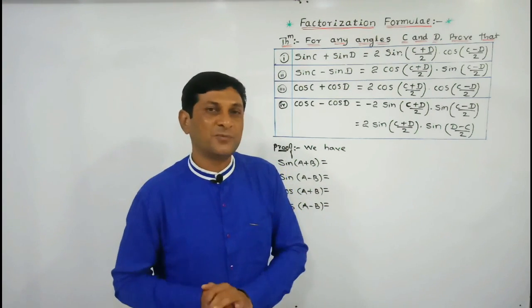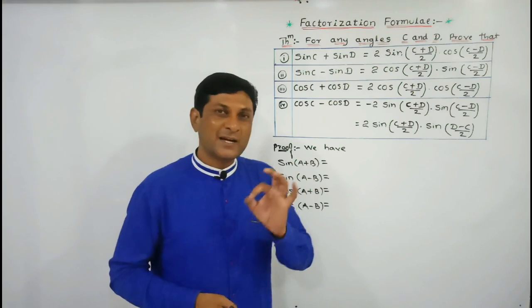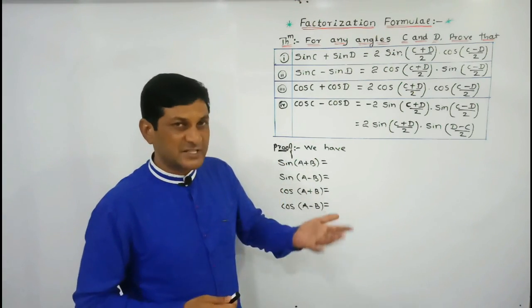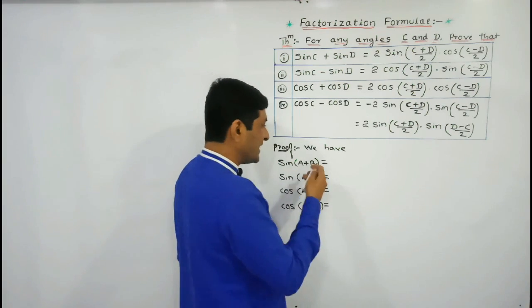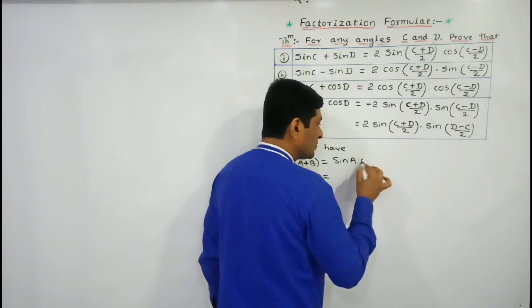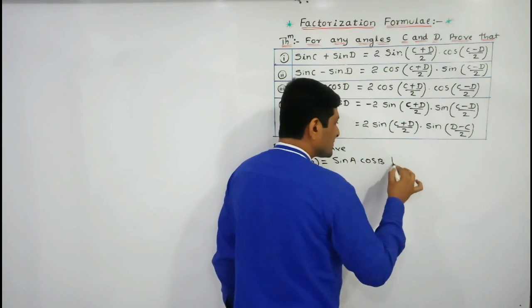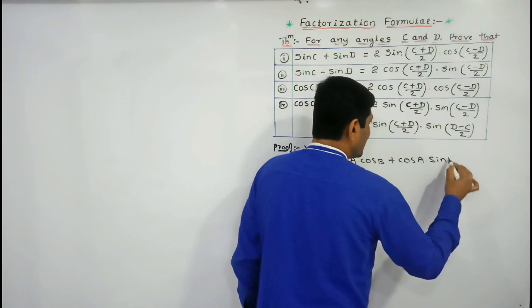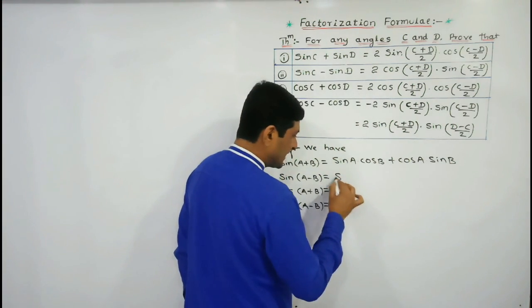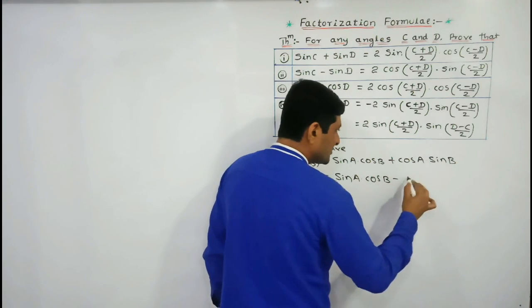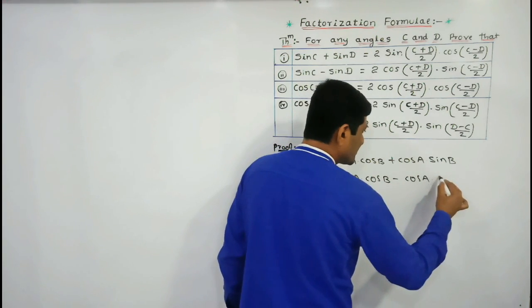So to prove these formulas we are making use of compound angle formulas. Already we have proved these formulas. Let us just revise once again the value of sin A plus B. Sin A plus B is equal to sin A into cos B plus cos A into sin B. What is the value of sin A minus B? Sin A minus B is equal to sin A into cos B minus cos A into sin B.